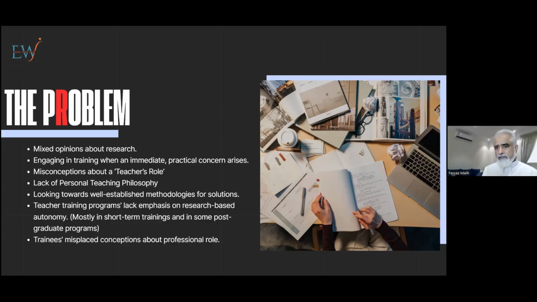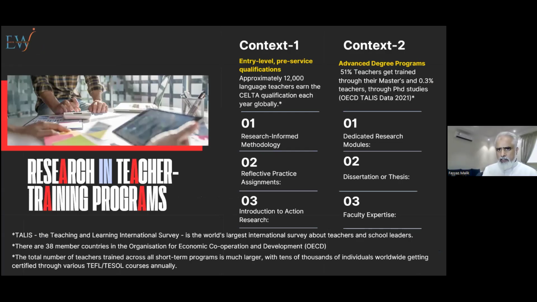And the last one is the misplaced conception about professional role. Being a researcher, being a creator, or being a developer of new knowledge doesn't fall well into many people's definition of teaching or of their teaching career. So having defined all these issues, let's move on to the next one.